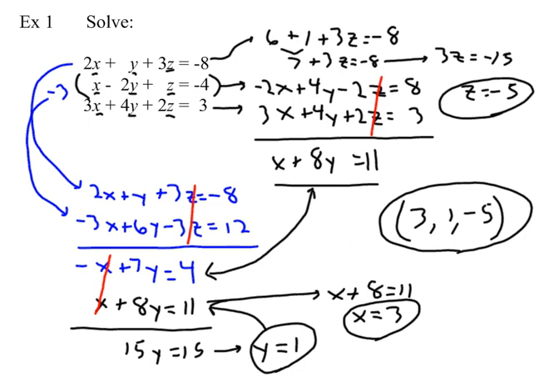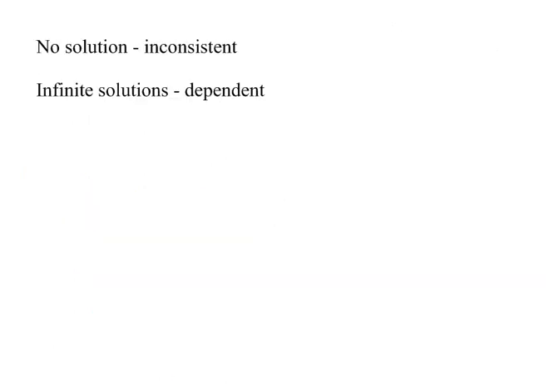Now, there are some special cases you encounter with these. It is possible to get no solution. So for example, if you ever are eliminating some equations and you end up with something like 5 equals 3, it makes no sense, so there's no solution there. Let's say you're eliminating equations and you get 5 equals 5. Well, that always works. That means you have an infinite number of solutions, so that's infinite solutions.